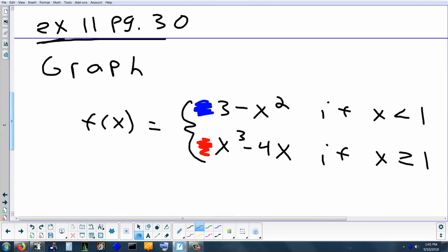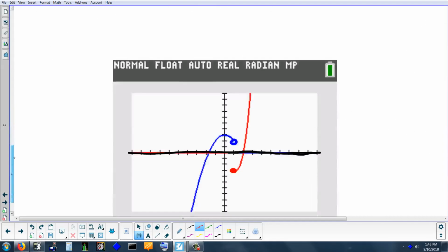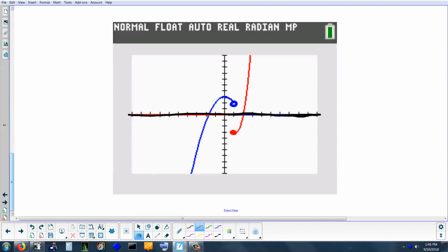Yeah, Joe? The first one's like less than, and the second one's greater than or equal to. Exactly. If it has a less than, when you hit 1, you're not on the blue graph anymore. So you should not include the endpoint of the blue graph. Okay. Small detail, but kind of important.